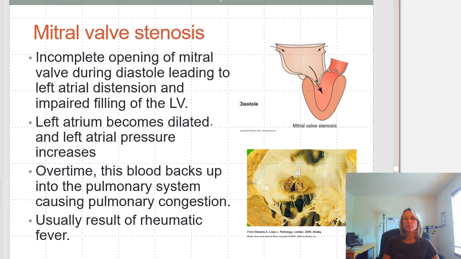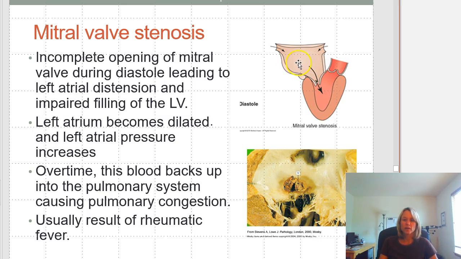Okay, so with mitral valve stenosis, you're going to have incomplete opening of the mitral valve here between the left atrium and the left ventricle during ventricular diastole, and that's going to lead to left atrial distension because less blood is able to go through the valve, so the atrium gets overfilled, and it leads to impaired filling of the left ventricle because less blood is going into the ventricle to fill it.